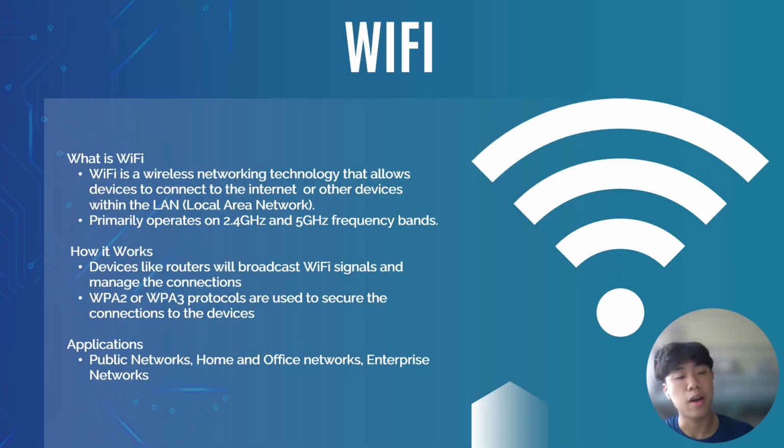Lastly, the fourth IoT protocol that I have selected is Wi-Fi. Wi-Fi is a wireless networking technology that allows devices to connect to the internet or other devices within the LAN area. Wi-Fi primarily operates on the 2.4 GHz and 5 GHz frequency bands. The way Wi-Fi works is that routers will broadcast signals and devices will authenticate using protocols like WPA2 or WPA3 to secure the connection to the routers. Applications of Wi-Fi can be found everywhere, from our home Wi-Fis to public Wi-Fis, office Wi-Fi, and even McDonald's Wi-Fi.